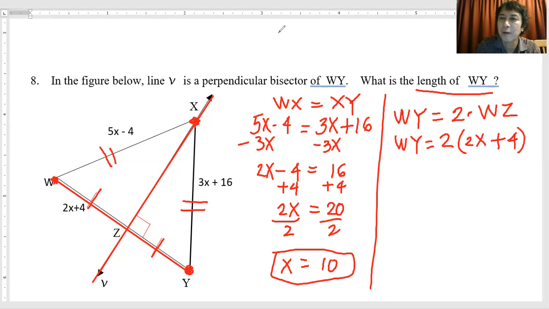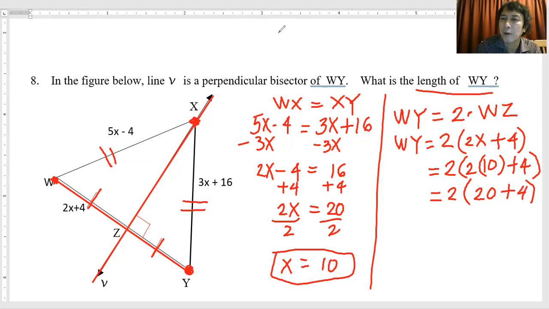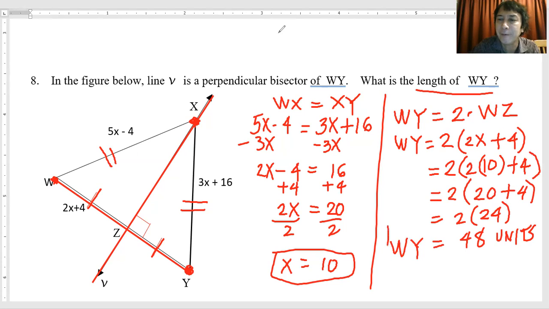And so we can now use our x. 2x means 2 times 10, plus 4, and that is the numerical value inside the parentheses. This will now be 2 times 24, which is 48 units. So this is our WY, and this gives us the answer.